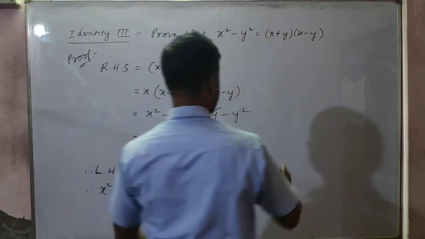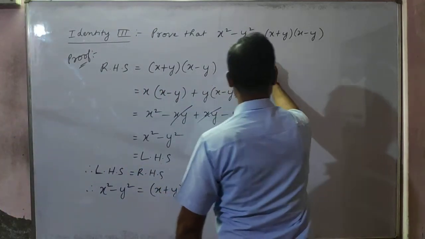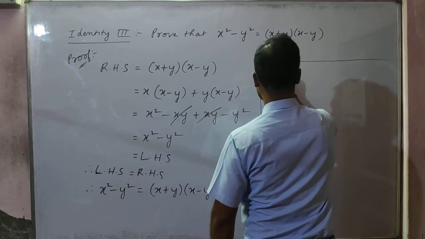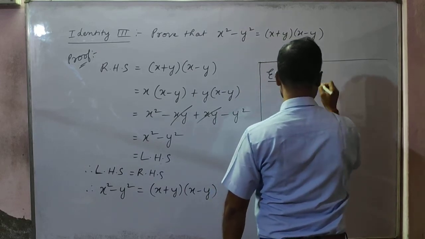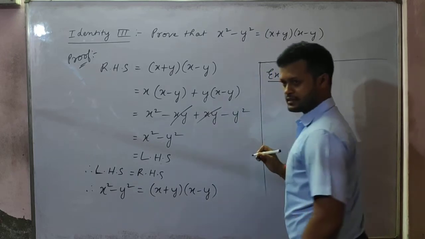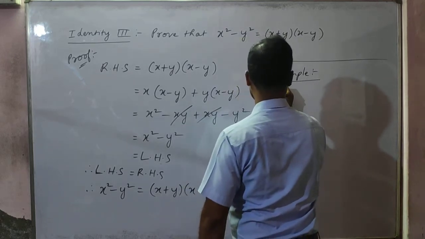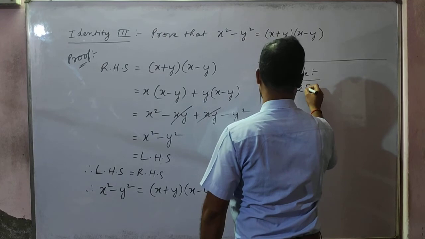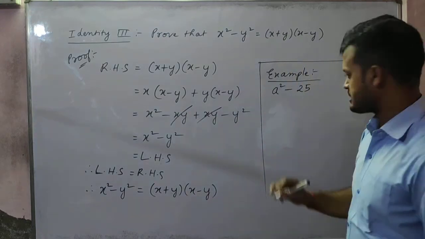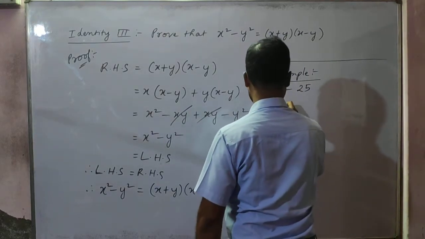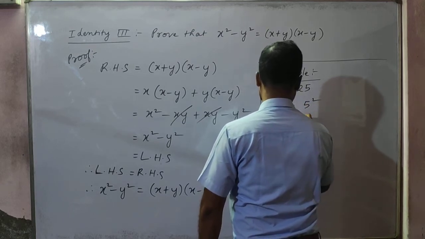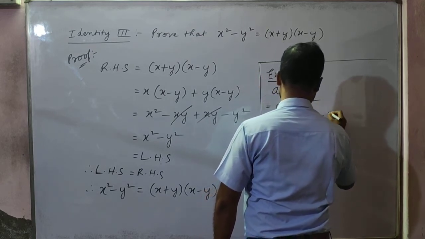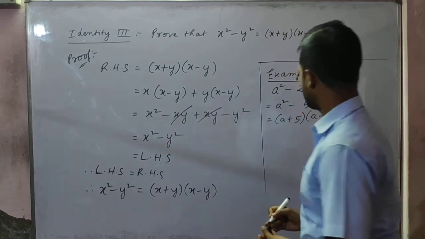So for this also we can take an example. Suppose you are asked to factorize a square minus 25. So you can write it like this: a square minus 5 square. So a plus 5 into a minus 5.